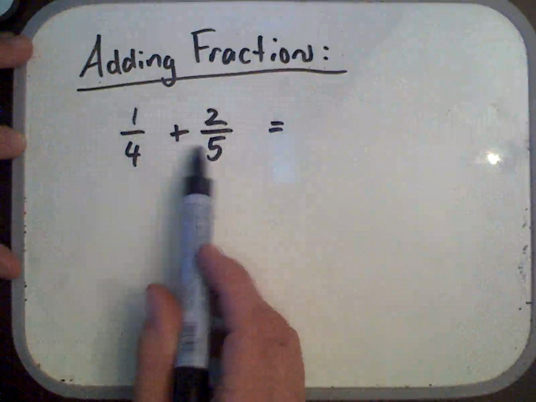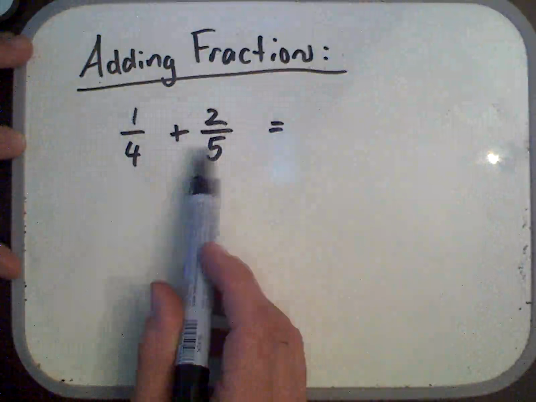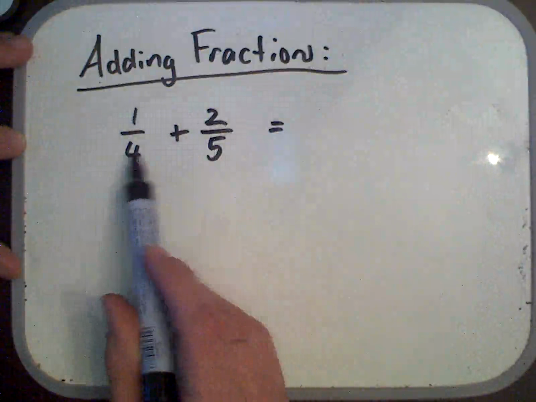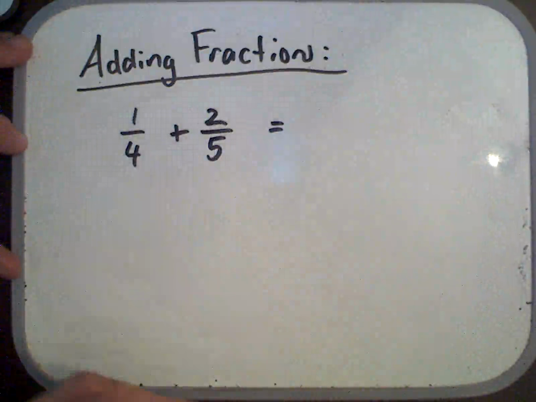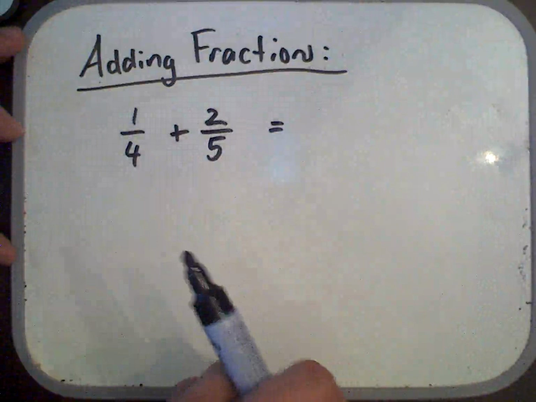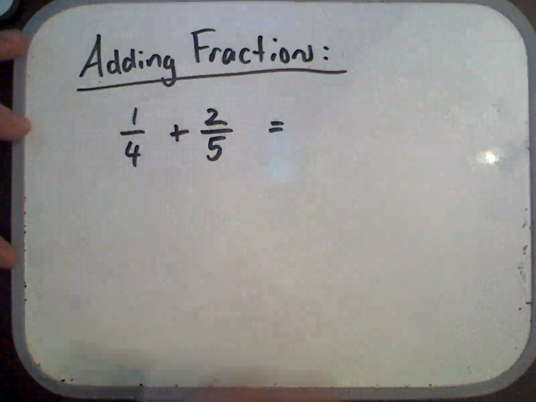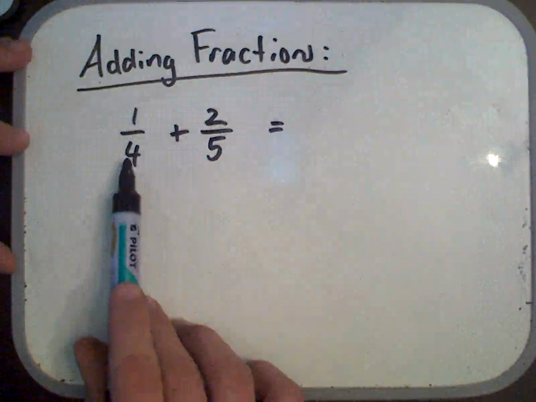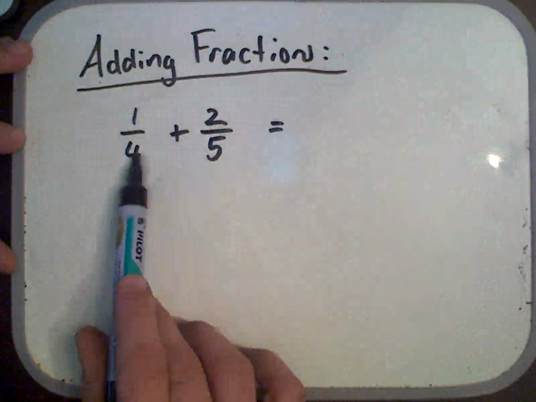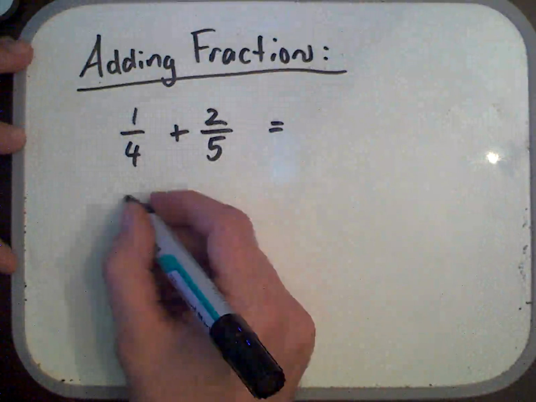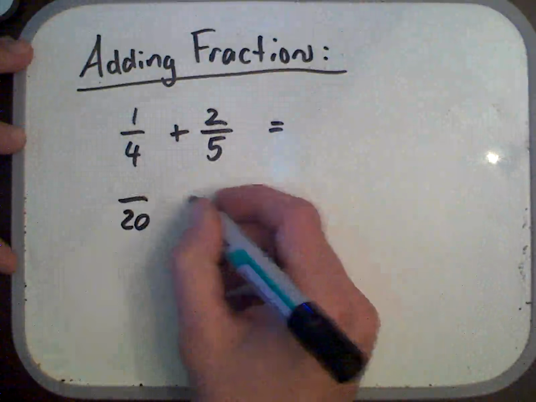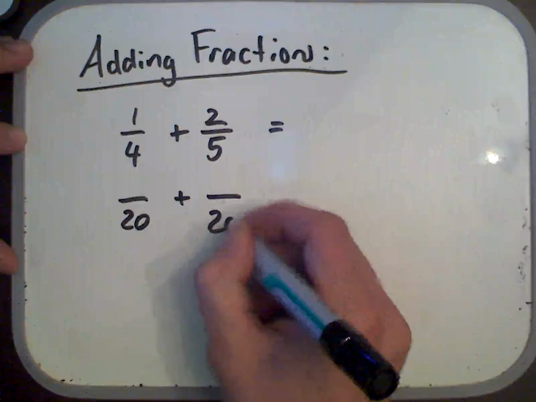Okay, at the moment we've got two different denominators, so we can't really add these together. What we need to do is change these denominators so that they become the same. An easy strategy is to simply have a look at 4 and 5, and we can multiply these two together. That's going to give us 20 and 20 on the bottom.